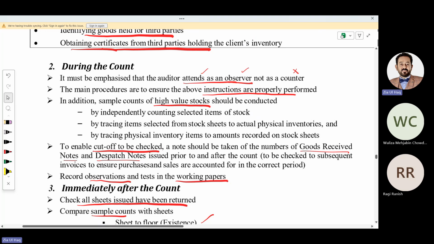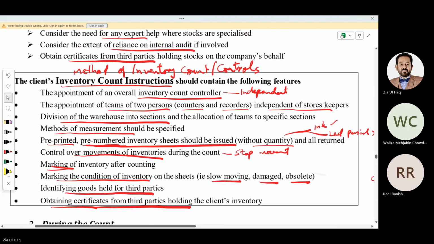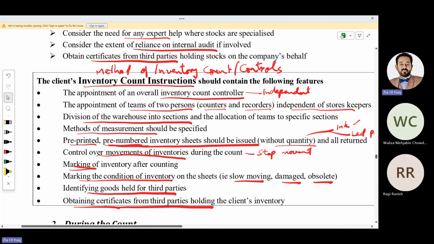You can explain these things even more during count: how we need to make sure whether the inventory count controller and team are independent or not. We need to make sure during count whether movement is stopped or not. We need to make sure whether counted inventory is flagged, properly marked or not. We need to make sure whether slow moving and damaged units are separately marked or not.